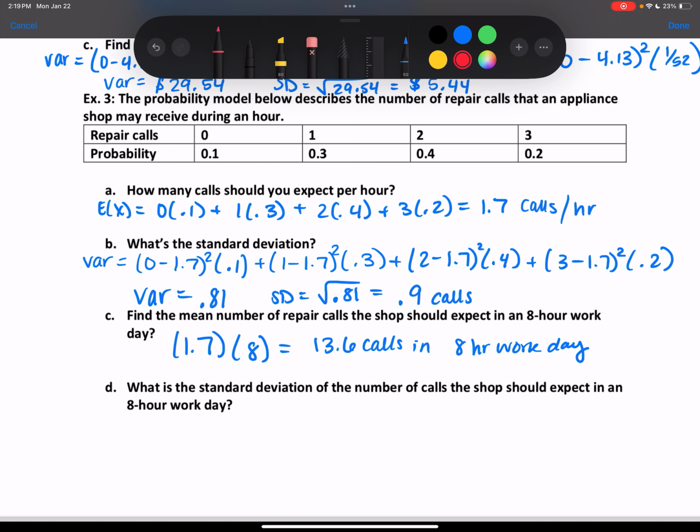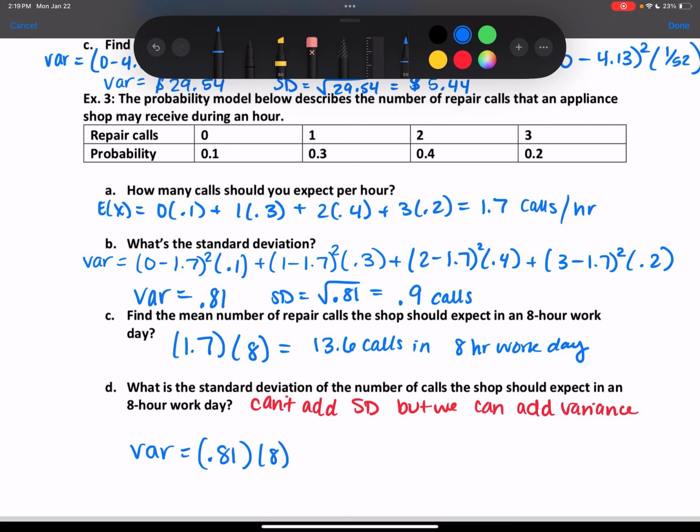Maybe the smart person could tell us. You can't add standard deviation, but we can add variance. So what I'm going to do is take the variance, which is 0.81, and multiply it by 8. That's going to be 6.48. Then I'm going to take the square root of that, which is 2.55 calls. So the standard deviation would be 2.55 calls.